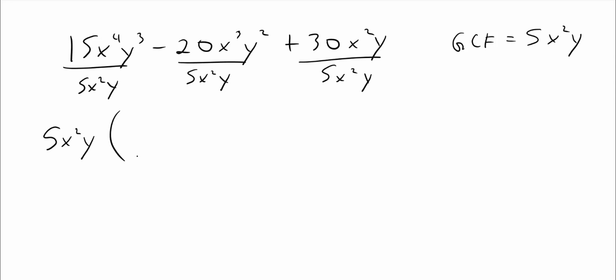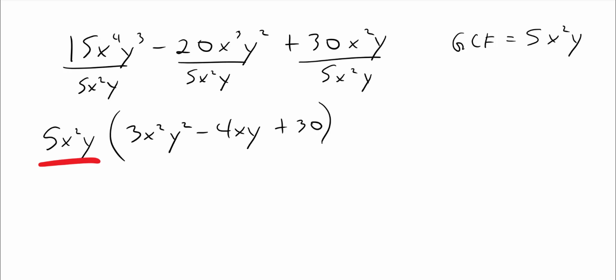This is a common mistake. Kids factor that out, but they forget to actually write it underneath. You've got to do that. It's part of the problem. Now if I divide that out, I get 3x squared y squared, minus 4xy, and then this one is plus 30. Oh, it's plus 6, sorry. I was going to say that's your answer, but that wasn't your answer because I made a mistake. Plus 6, and then you're done.